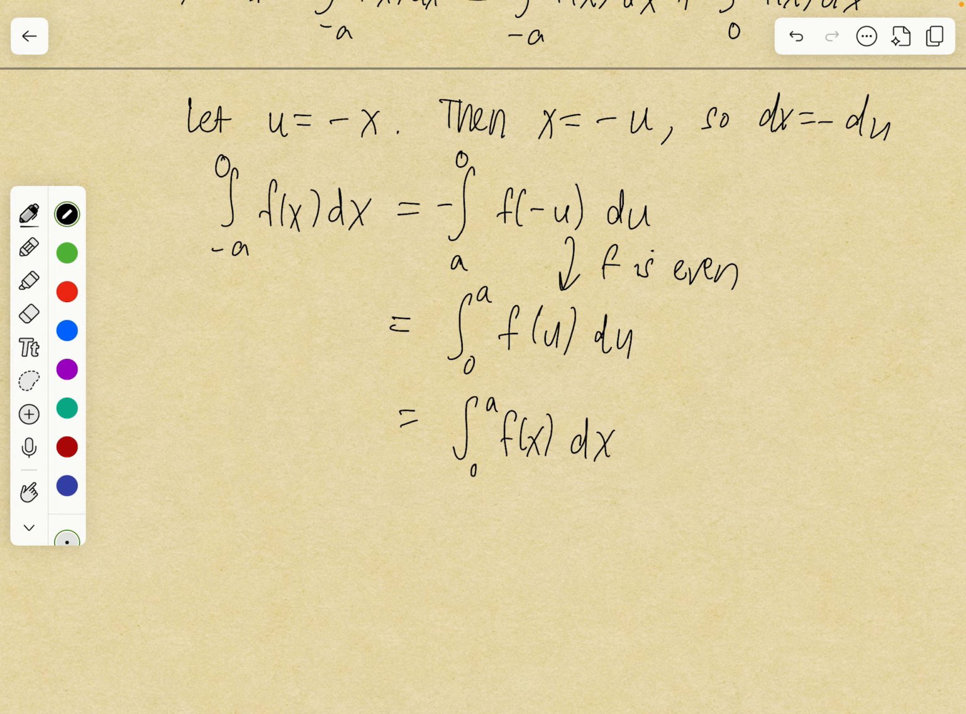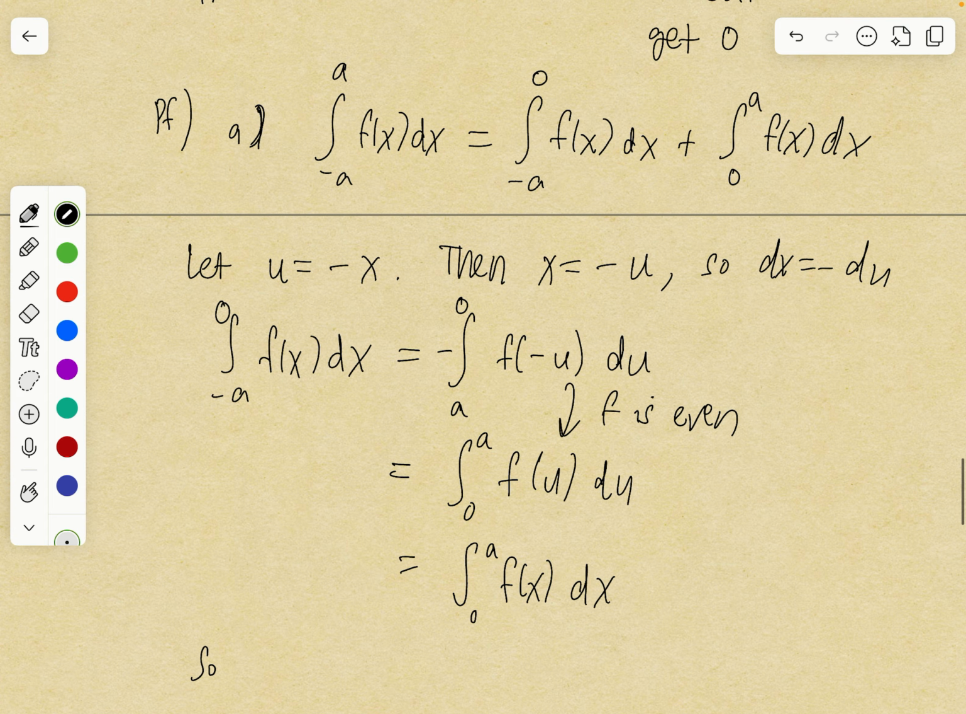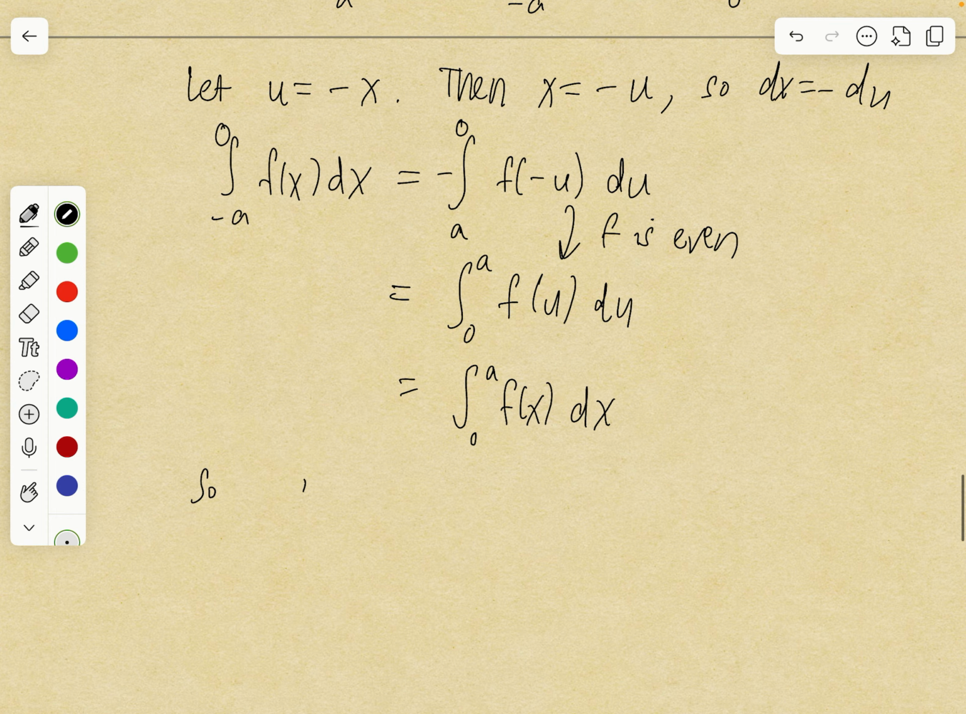Okay. So the integral from negative a to 0 is the same as the integral from 0 to a, right? So therefore, if you look back at what we have, the integral from negative a to 0 plus the integral from 0 to a.